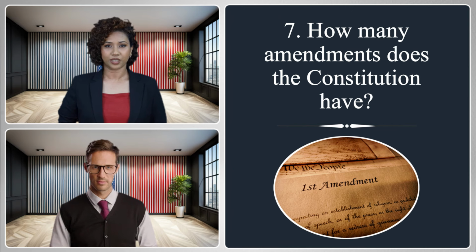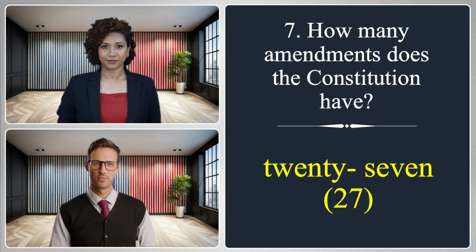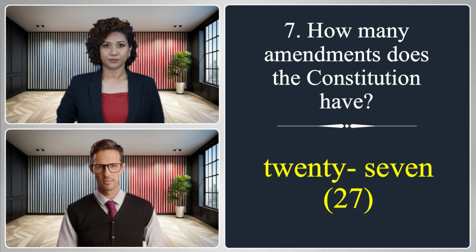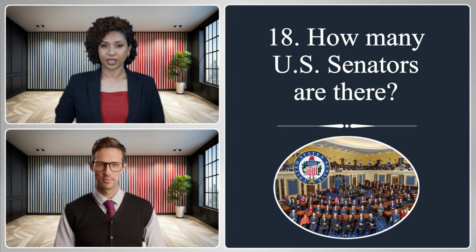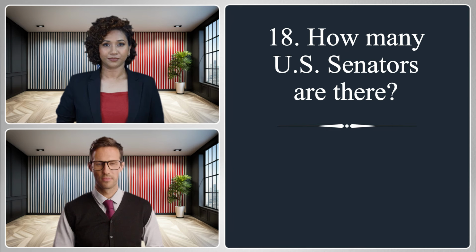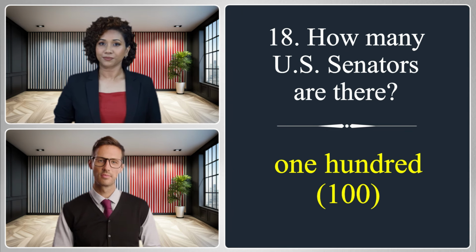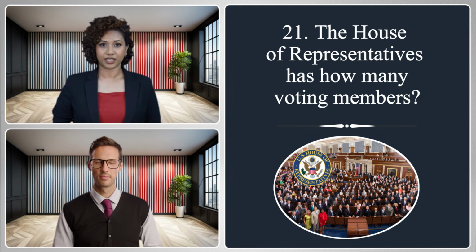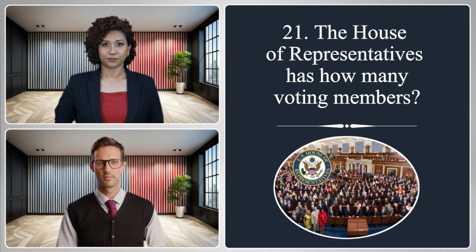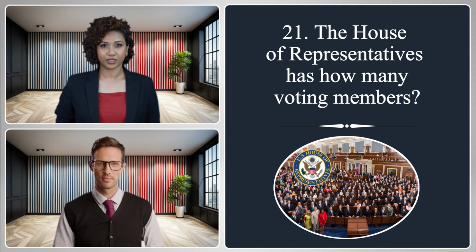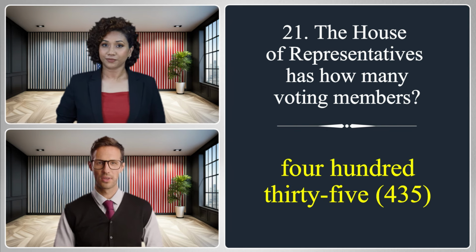How many amendments does the Constitution have? 27. How many U.S. senators are there? 100. The House of Representatives has how many voting members? 435.